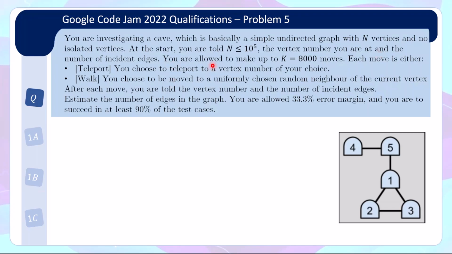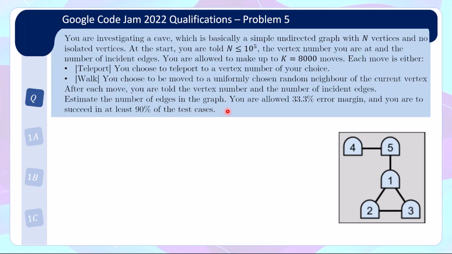Now you are allowed to explore the cave by making up to 8,000 moves. Each move is either a teleport or a walk. By teleport, you can choose a vertex number of your choice, and you'll be teleported to that vertex. If you choose to walk, you will be moved uniformly at random to a neighbor of the current vertex. So if you're at 1, you don't get to choose 2, 3, or 5. Instead, you'll be randomly moved to 2, 3, or 5 with 1/3 chance each. After each move, you are told the vertex number you are at and the number of incident edges to that vertex. The goal of the question is to estimate the number of edges in the graph.